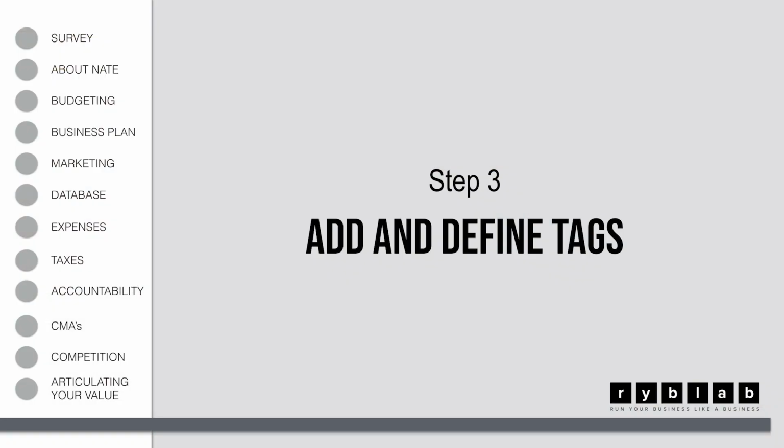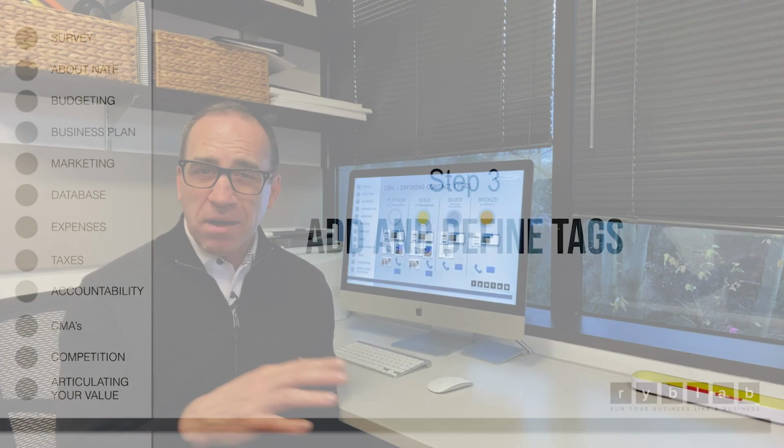Step number 3 is to add or define tags. Other names for tags might be contact types, groups, spheres. There are probably many more terms, but the important thing here is we want to create a column in a way that you can specifically select a specific group of people within your database. And if you do it right, this can save you huge amounts of time. Now, personally, I like to keep the number of tags that I have per person in my database to 2.